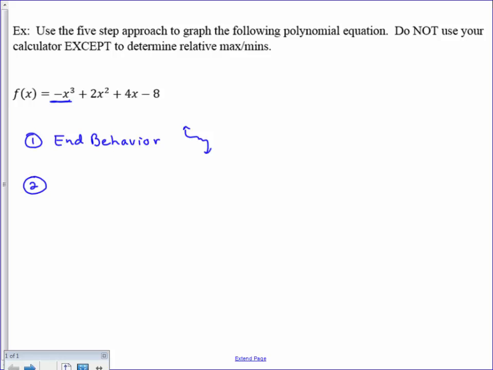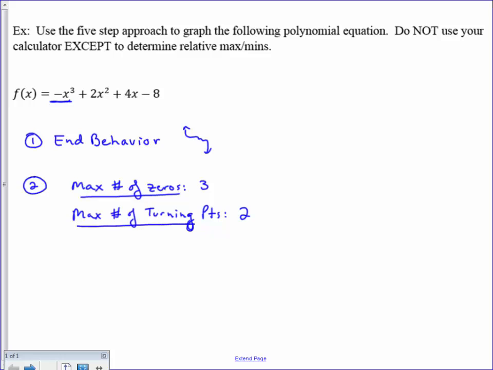The second thing we are asked to determine is the maximum number of zeros and the maximum number of turning points. The maximum number of zeros is always determined by the highest power in the polynomial, so that would be 3. The maximum number of turning points, which is the same as the maximum number of relative max and mins, is always 1 less than your actual degree, and so in this case it would end up being 2.